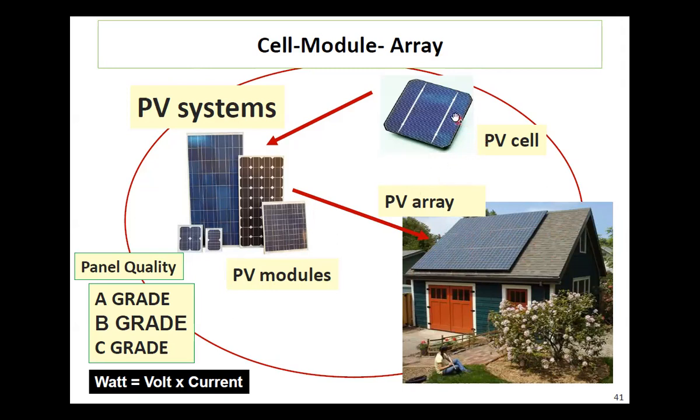Understand the difference. What is the cell? Different cells are combined in parallel and series to make a module, the PV panel or the PV module. And then several modules are connected in parallel and in series to form the PV array.